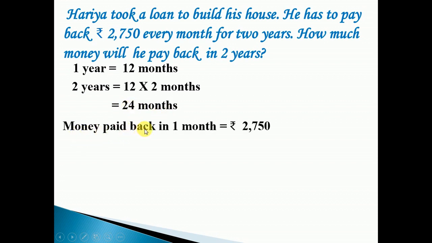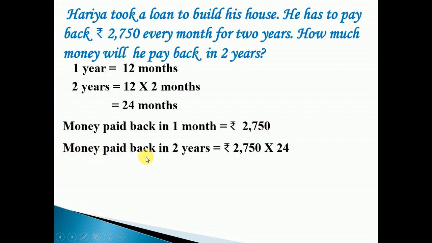Money paid back in 1 month is equal to rupees 2750. Money paid back in 2 years is equal to rupees 2750 into 24. Now we multiply 2750 into 24 to the right side. 2750 is the multiplicand and 24 is the multiplier.